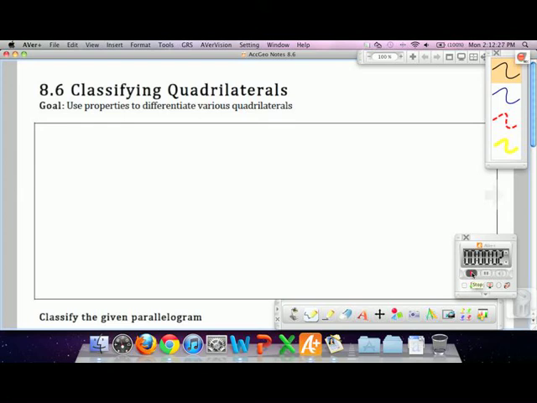Okay, today, we're not going to learn any more properties. So that's kind of in the past. That was last week. Today is more or less a recap of everything we've done, and the goal for today is to be able to take a look at a figure and, using its properties, classify it.